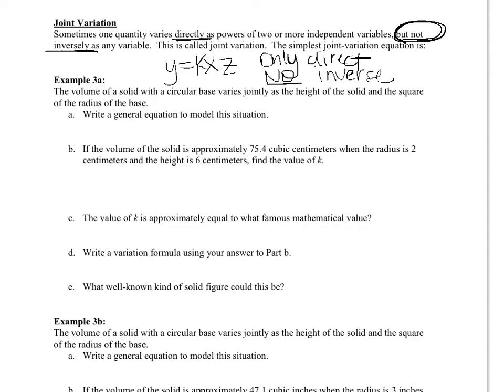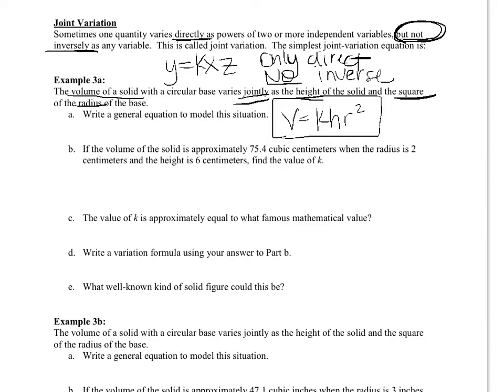So example 3a. The volume of a solid with a circular base varies jointly, there's your clue, as the height of the solid and the square of the radius of the base. Write a general equation to model this situation. So we could say the volume, we're reading from left to right, the volume varies jointly as, we have to have our k in there, varies jointly as the height of the solid and the square of the radius. So the radius squared. There is our general equation.